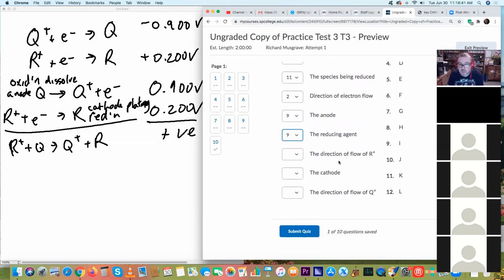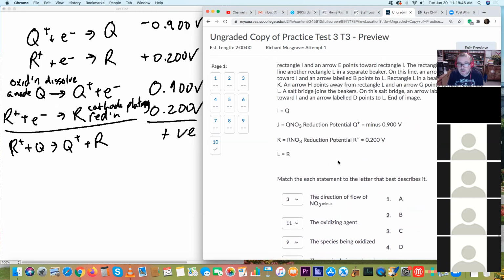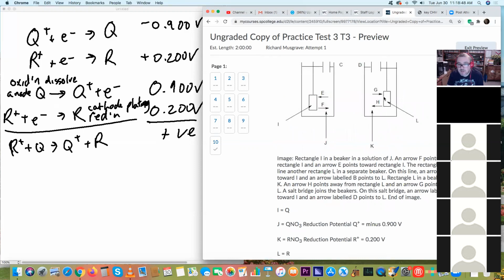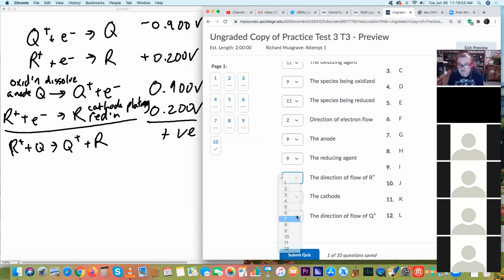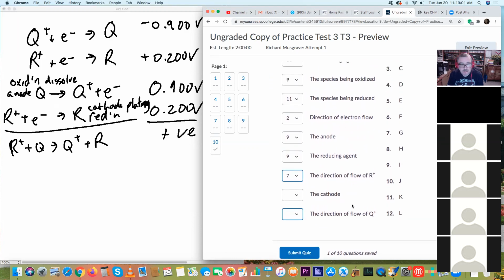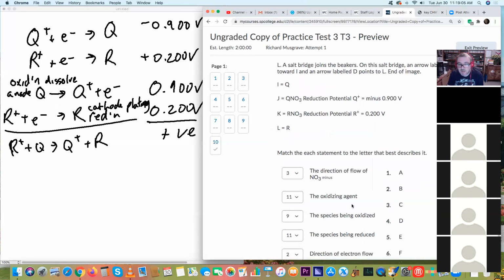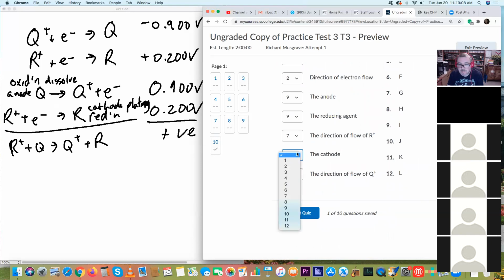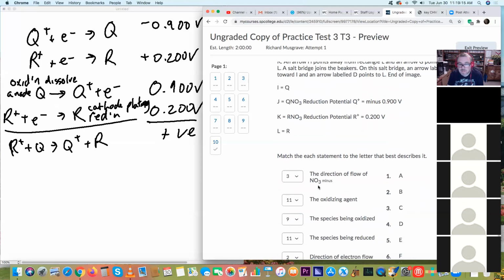Direction of flow of R plus. What's R plus doing? R plus is plating. So that's going to be G, which is going to be 7. And the cathode. The cathode is where reduction's occurring. That's the R, so that's going to be L. So that's going to be 12. And direction of flow of Q plus, Q is dissolving. So that's going to be F.